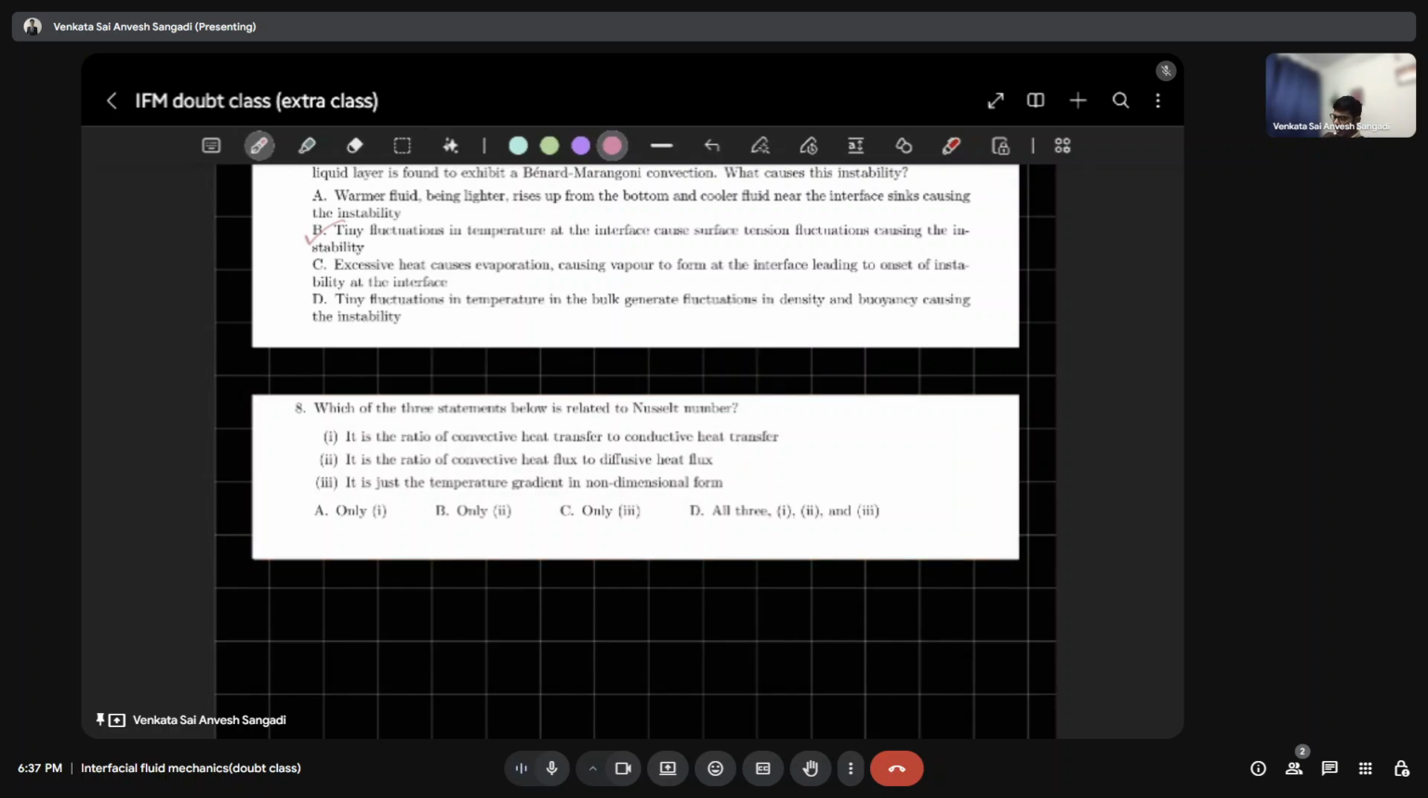Where theta cap is defined as theta cap equals T minus T naught by T1 minus T naught. The non-dimensional form of temperature gradient is also the Nusselt number, and is related to thermal runaway. So the correct option is option D.